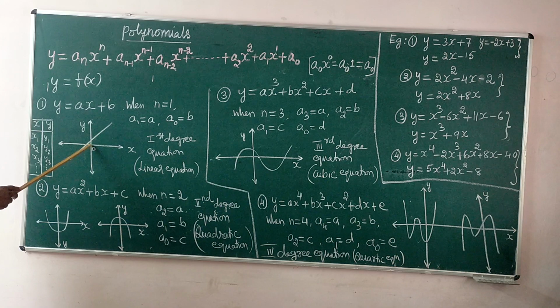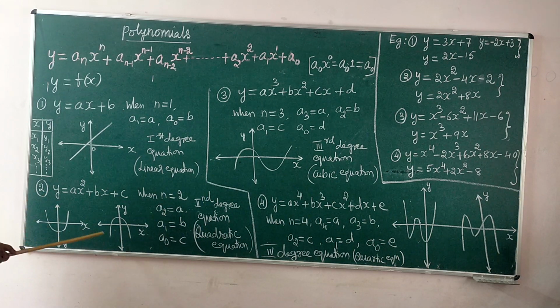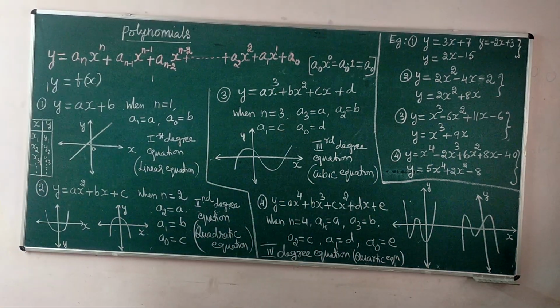Take the same graph sheet like this. Put the dots like this. Join the dots. We get not a straight line, but a curve like this. Join all the points and we get a curve like this. The curve is a parabola, a cup shape.